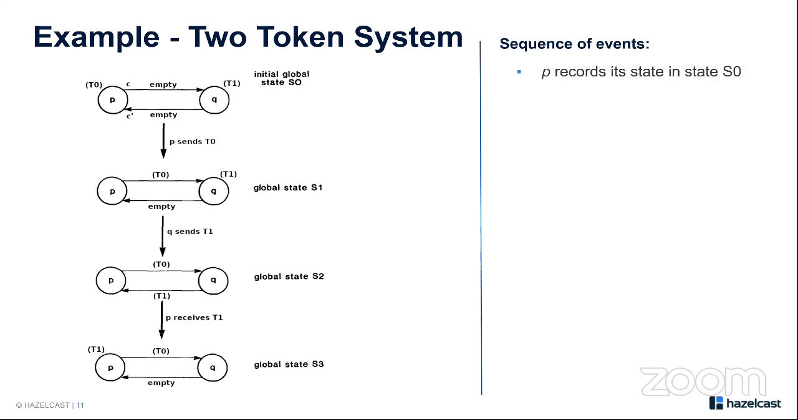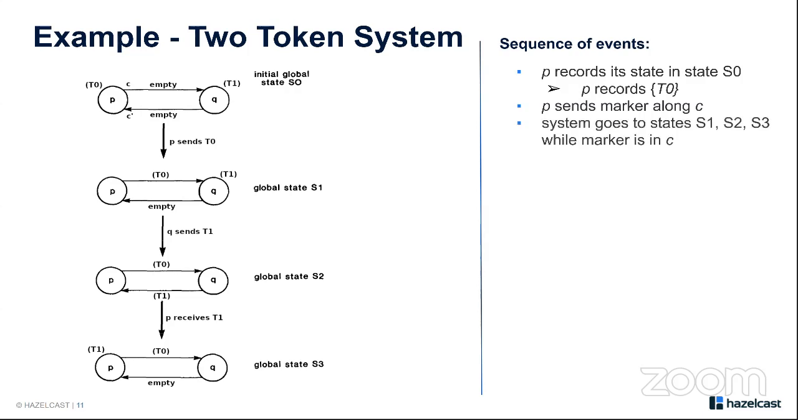So we have this system, and let's suppose that process P decides to record its state in state S0. What will happen? It owns the T0 token. So it will record my state is T0. It sends a marker along the channel C before it sends the T0 event. And now on channel C is the marker, and the system goes to states S1, S2, S3, while the marker is still in channel C.